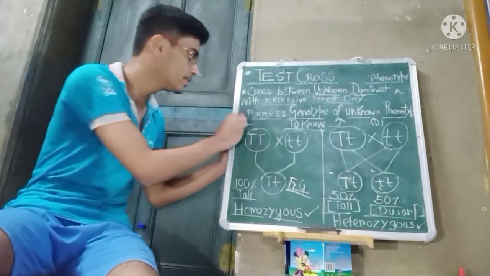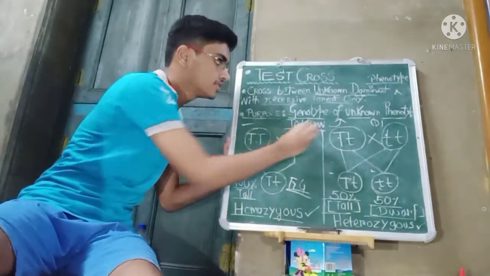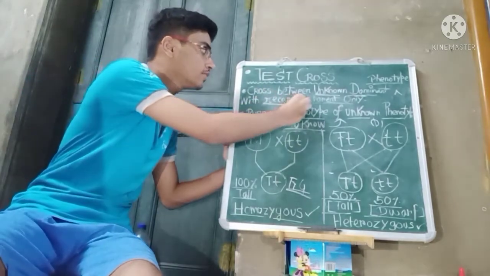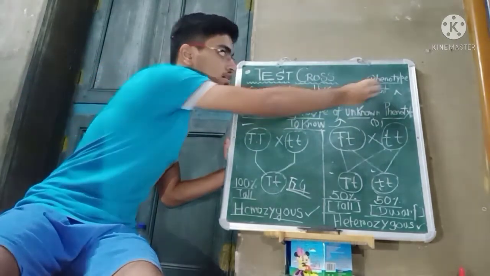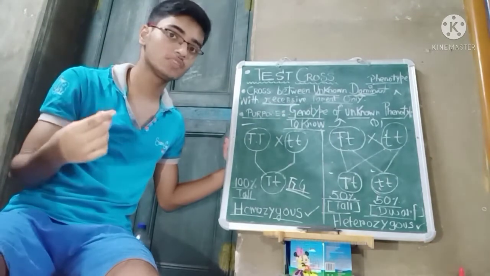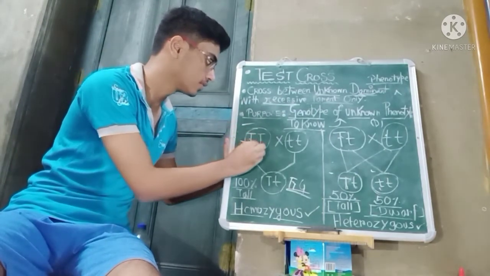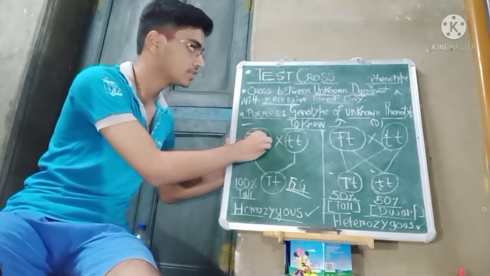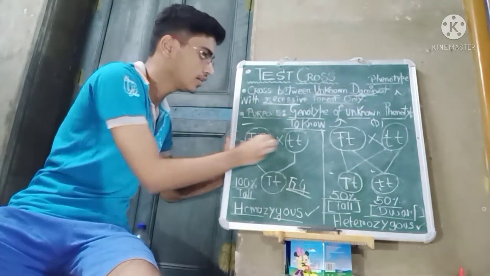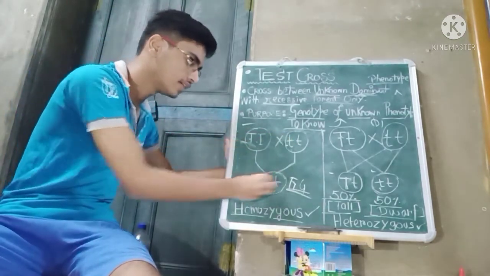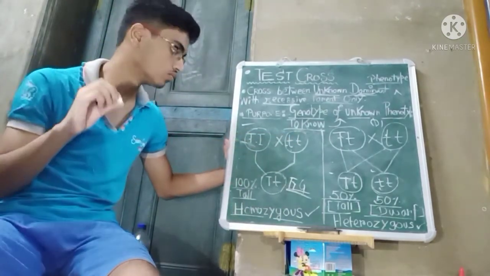Recessive parent means these two, the parents with which we crossed. Recessive means small t. In case 1, we have taken capital T, the unknown dominant phenotype, with the recessive parent. That gives 100% tall, which proves that it's in the homozygous state.